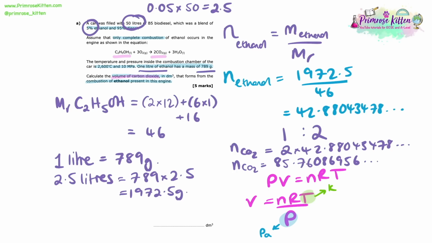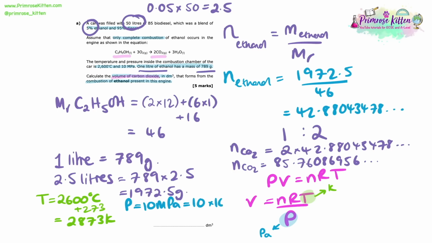So let's look at the temperature that they gave us in this question. In this question, we're told that the temperature equals 2,600 degrees C. Now, we need to convert that to Kelvin by adding 273. That gives me 2,873 Kelvin for the temperature. Now, for the pressure here, we've got 10 megapascals. We should recognise that mega means times 10 to the 6. So we have 10 times 10 to the 6 pascals.